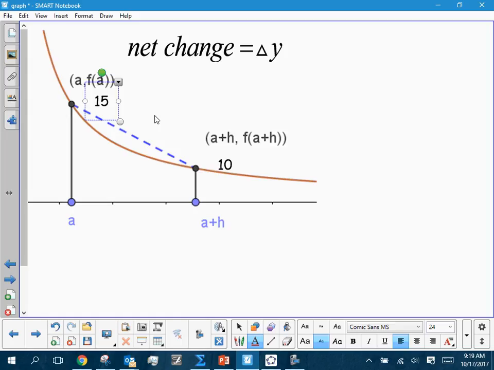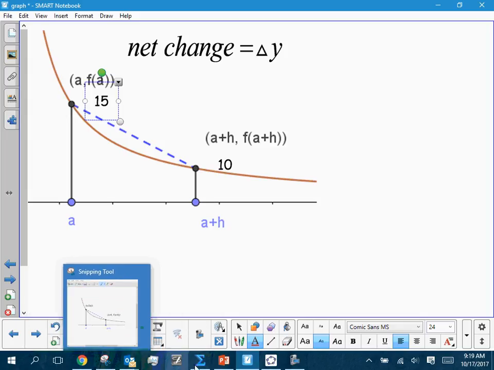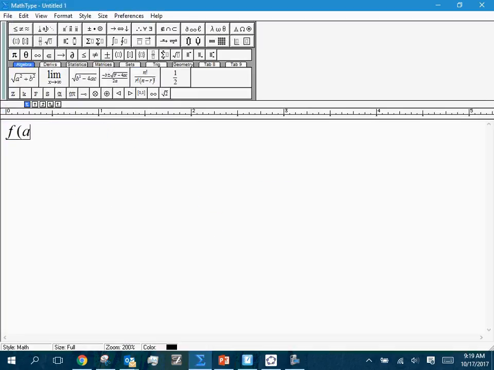That's something we've got to think about as we're doing these net changes, because I could do 10 minus 15 or 15 minus 10. I still get the same 5, but one is positive, one is negative, right? Well, in net change, we'd like to know, are you increasing, or are you decreasing? And in this case, we want to be decreasing. So we've got to make sure that when we subtract these, our net change, which we said was delta y, I'm going to rewrite as f of a plus h minus f of a. Okay.